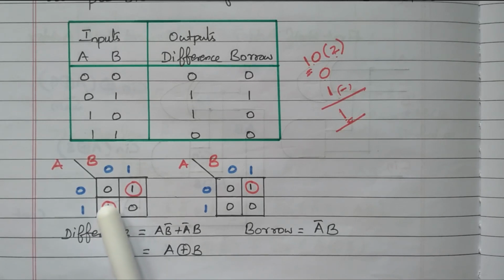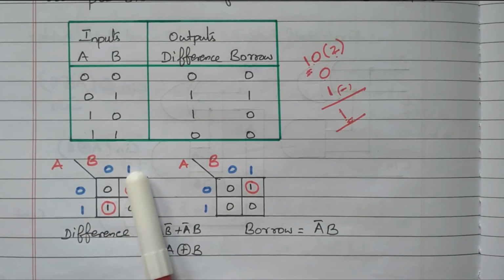So while referring to this, we need to refer to the second row and first column. The second row is A. The first column is B 0, so that is B bar. So A B bar. While referring to this, we refer to the first row. The first row is 0, which means A bar. The second column is 1, which means B. So A B bar plus A bar B. By using the K-map also we can give this.